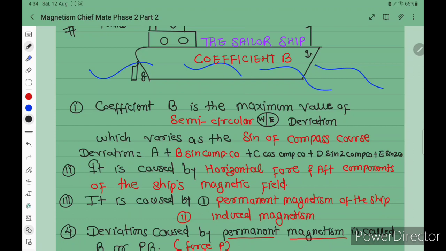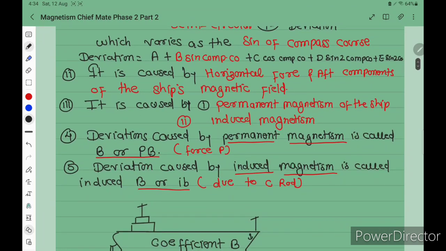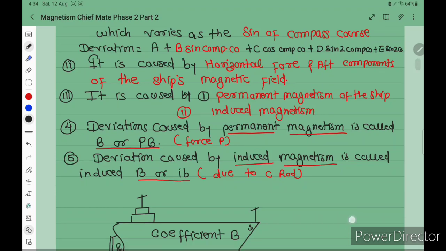It is caused by the horizontal fore and aft components of the ship's magnetic field. So B is caused by the horizontal fore and aft force P, and we have permanent and induced magnetism also. Deviation caused by permanent magnetism is called permanent B or PB, which is caused by force P. Deviation caused by induced magnetism is called induced B or IB, due to the c rods. The c rod will affect because of the funnel. In a merchant vessel, the funnel is behind the compass card, so the funnel causes the IB.